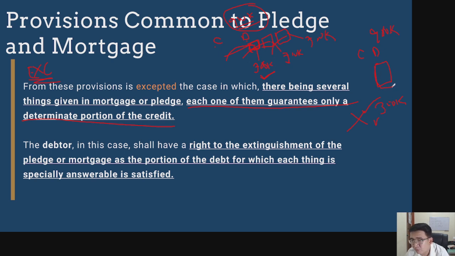Because it is secured by only one property. Therefore, you release the property only when the whole obligation is paid. So, since it is only one property and it secures the whole obligation, it is indivisible. But if each property secures its own amount, then you can apply the exception. Okay, so you can release the appropriate properties. The debtor in this case shall have a right to the extinguishment of the pledge or mortgage as the portion of the debt for which each thing is specially answerable. So, precisely. No? Since, for example, he paid the 300,000, the pledge with regard to this thing can be released, extinguished. Okay? If he pays 600, two can be released, extinguished. Okay?